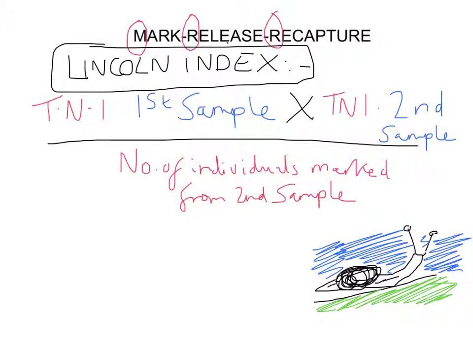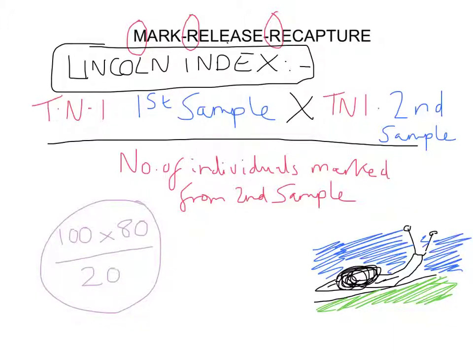So let's just use some numbers just to put this into a bit of context. Let's say, for example, we go out and we catch 100 snails and we mark all 100. And then we come back out a few hours later, even a day later, and this time we only catch 80, and of that 80 we notice about 20 of those are marked. Now when you do that sum, that would come out as 400. So what that says is that we estimate the population of snails to be 400.